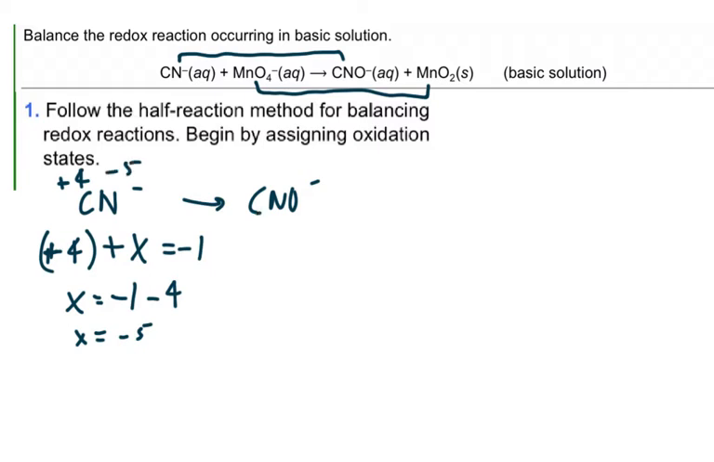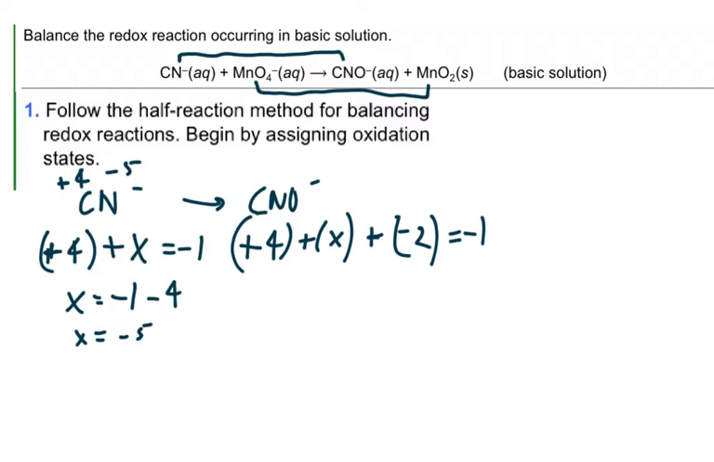Now let's see over on this side. We'll call the carbon 4. We'll call the nitrogen X again. And then the oxygen is usually -2. We'll set that up equal to -1. And we'll go ahead and solve here. We have X. And then we have here the 4 and the -2. That's basically a +2 here. So we combine that and then do the rest of the algebra.